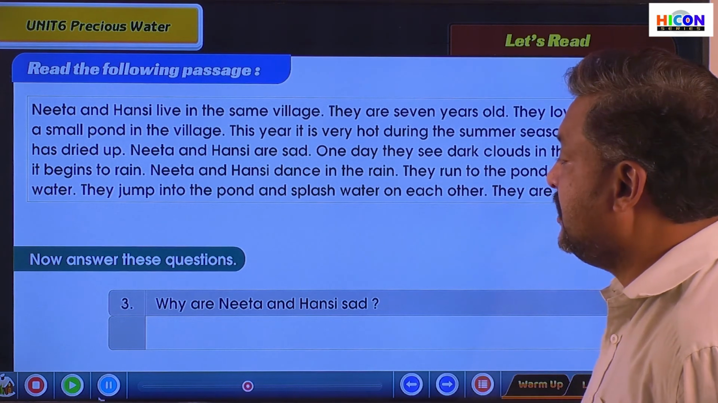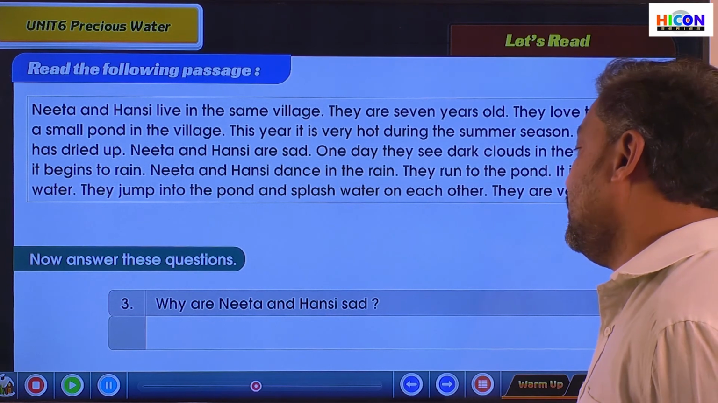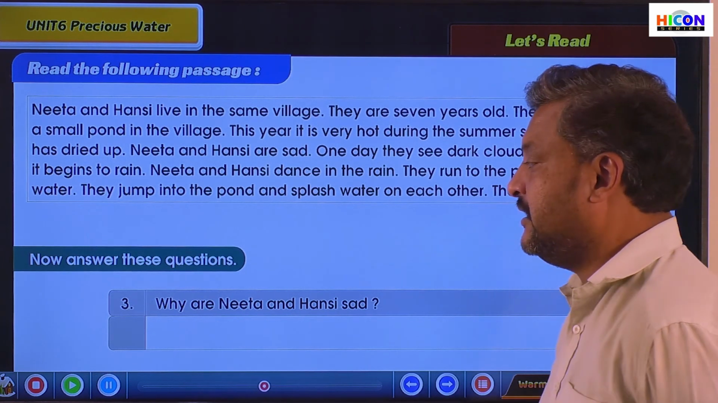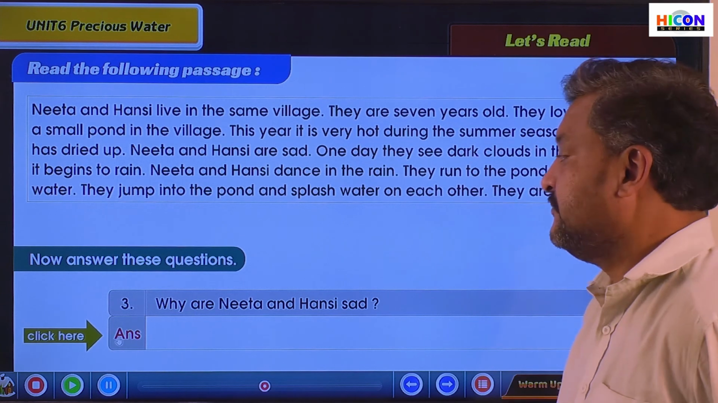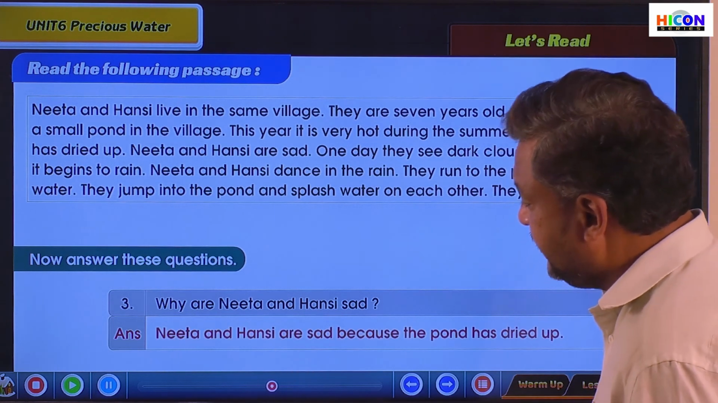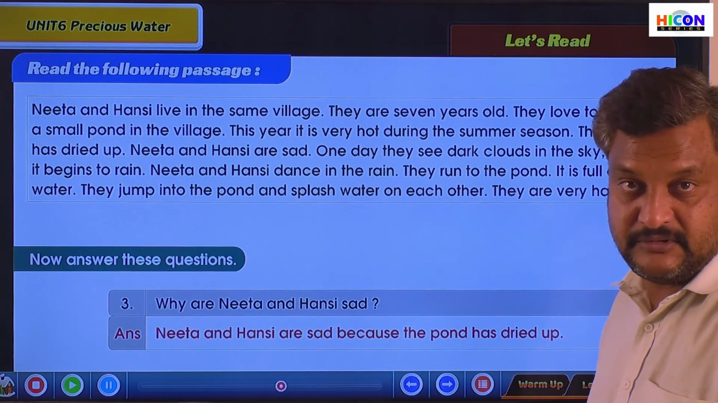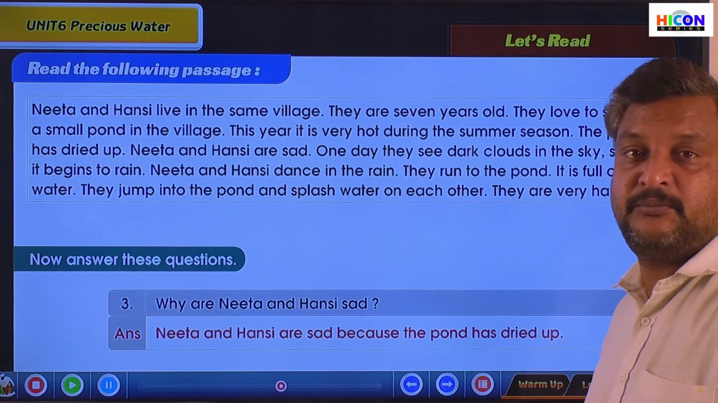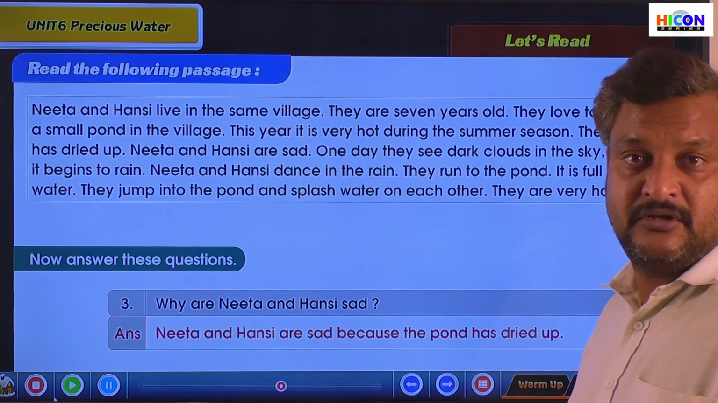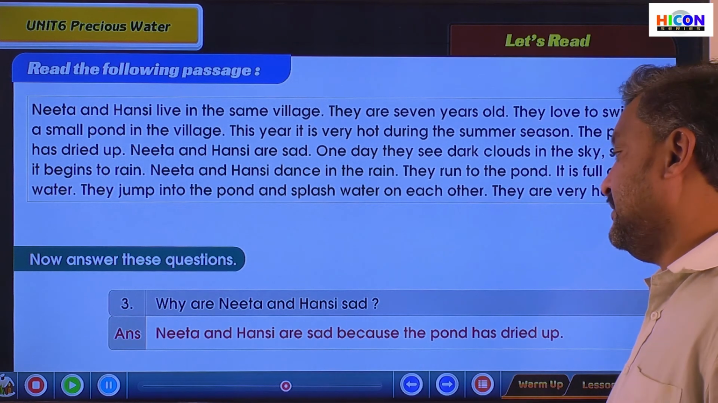Right? Now the third question. Why are Nita and Hansi sad? Why are these two girls sad? Answer. Nita and Hansi are sad because the pond has dried up. There is no more water in the pond to jump, play, swim and splash. So both the girls became sad.